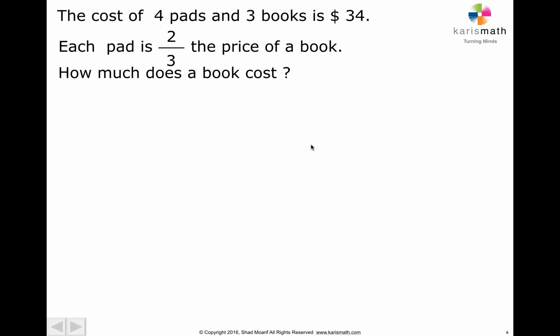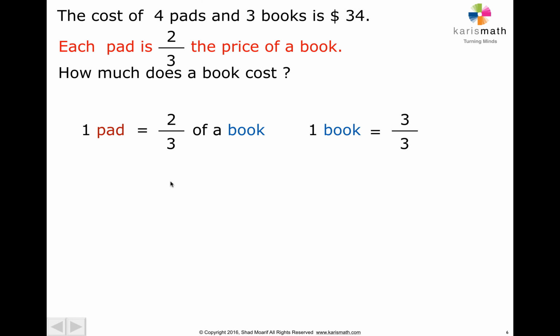We can do it without drawing. You can actually do it this way. Each pad is 2/3 the price of a book. So one pad equals 2/3 of a book. Means the price of a book, okay? So if one pad is 2/3 the price of a book, and of course one book is 3/3. All 3 parts belong to the book. But 2 of those parts belong to the pad. So one pad is 2/3 of a book. One book is 3/3. So if you want to do 4 pads, well, 4 pads will be 4 times 2/3, which is 8/3. So that's 8/3 of a book.